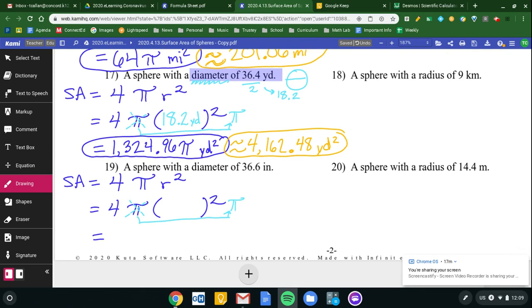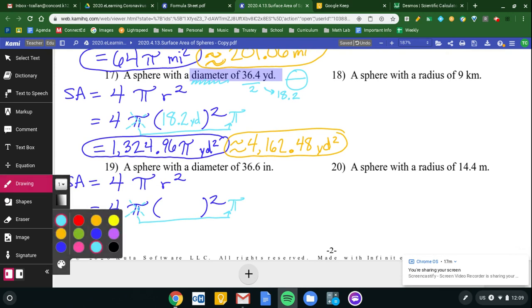Wrap up with number 19. Number 19, once again, you got to be careful. They give you a diameter of 36 6/10. And if that's the diameter, simply cut it in half, split it into two parts to find 18 3/10. Very close to the one right up above.